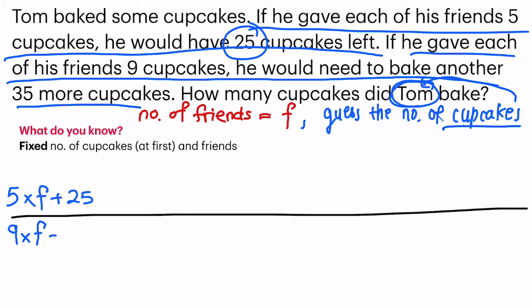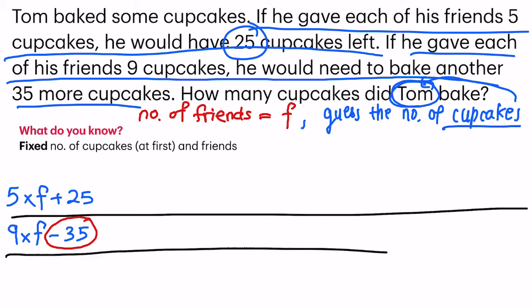Now, I'm going to subtract 35. Why? Because originally, that 35, he did not have them. He has to bake the extra to be able to give 9 instead of 5. This part you have to understand why you have to subtract instead of add. Pause and think about it.